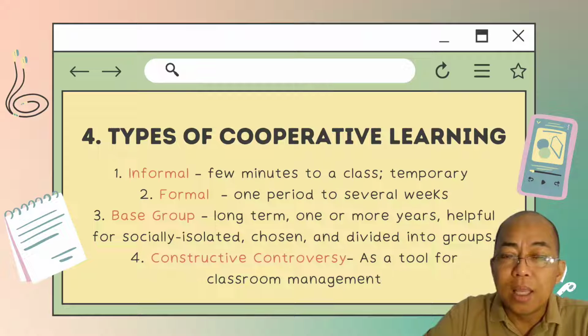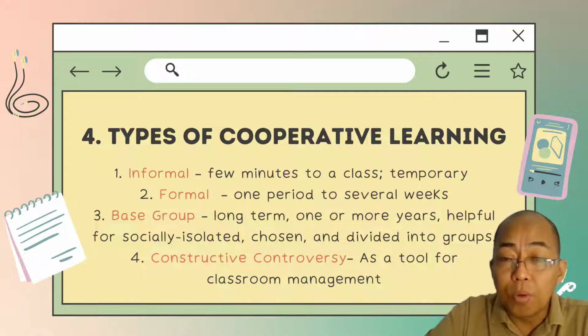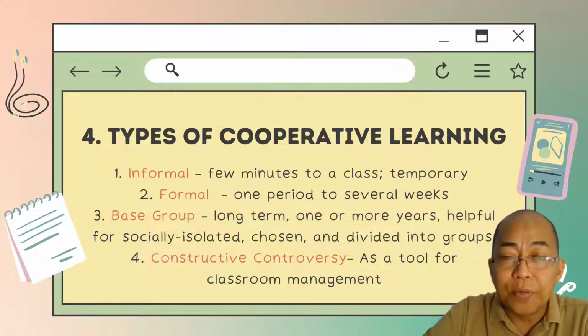So the idea here is similar to the informal cooperative group, but unlike the informal cooperative, this is specifically designed to address some controversial issue. Okay, so those are your four types of cooperative learning groups. Again, going back, the first cooperative learning group is the informal cooperative learning group, which lasts from a few minutes to several minutes to, let's say, one class period. That's 1 hour and 30 minutes.